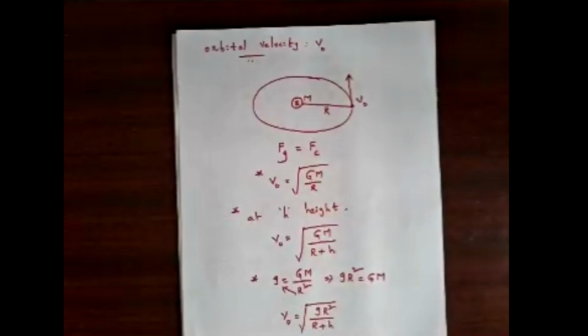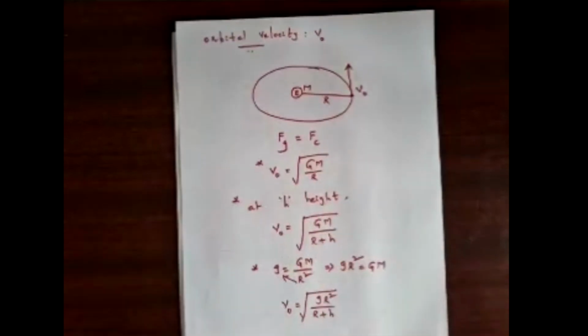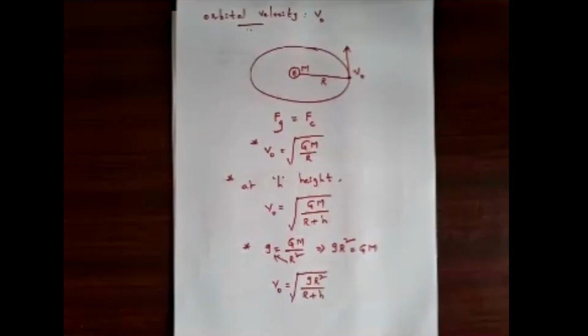If you are taking h height, then in V naught, r is replaced with r plus h. As you know the formula, g is equal to GM by r square, so g r square is equal to GM. Then take the cross multiplication. V naught is equal to root over g r square by r plus h.